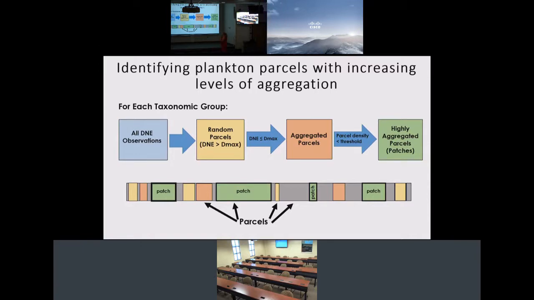The second parcel type then is a step down from that. This is the aggregated parcels. So in this case, the animals are close enough together to be considered in a patch, but they don't meet that density threshold. And then the third parcel type is random. Nobody's close together, they're just randomly distributed. And then the last parcel type that's not up here is essentially empty water, zero parcels. So we went along our ISIS transects, and using R, we identified these different parcel types here.